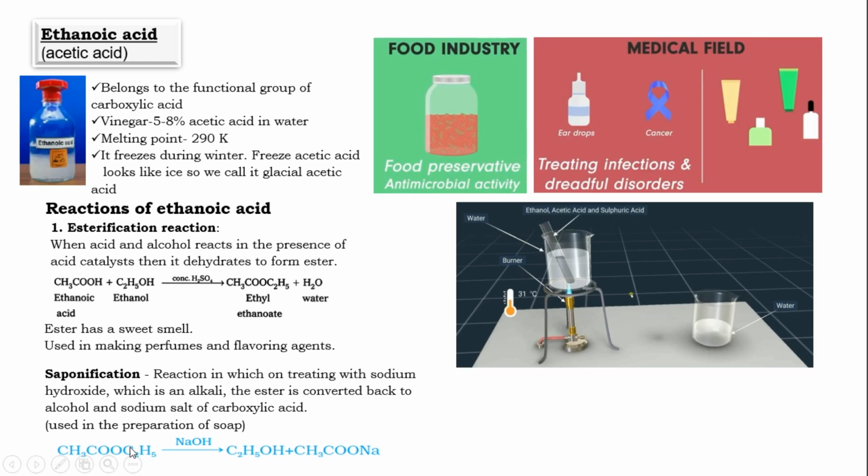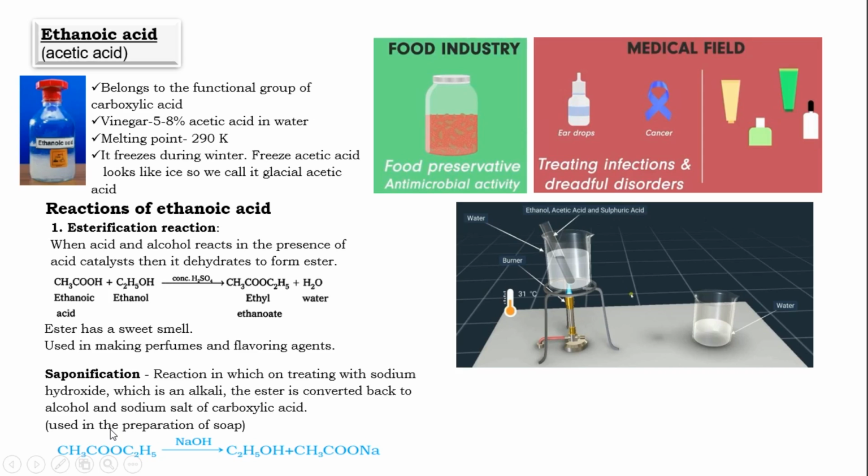So C2H5 gets bonded with OH and you get C2H5OH, the alcohol group, and the remaining part, that is CH3COO, gets bonded with Na. So you get the sodium salt of carboxylic acid. This is called a salt. Whenever you see a compound that has Na or K, potassium, it is referred to as a salt of carboxylic acid. So this is a sodium salt of carboxylic acid, and this is ethanol.